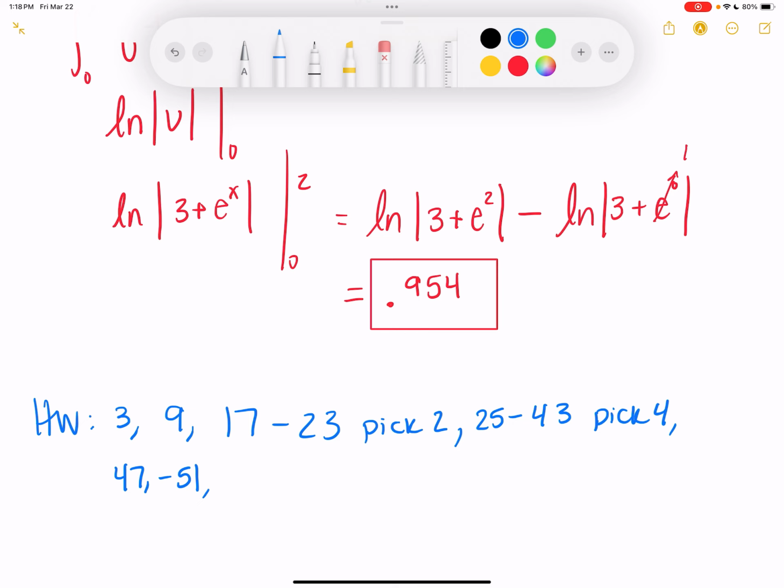And then 53 through 65. Again, I would say probably pick 2 of those. So 47 through 51 is the ones where they tell you the identity to swap out. So at least make sure you can swap the identities out and know how to get that set up. Once you're set up, you're pretty easy there.